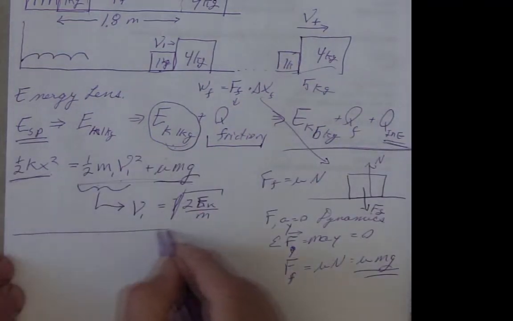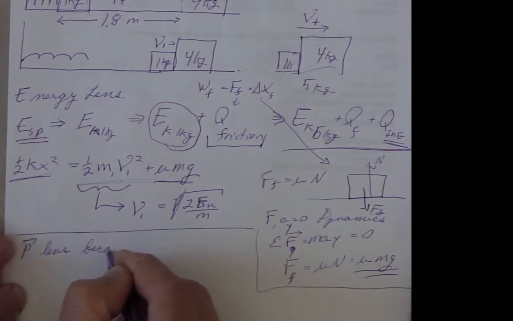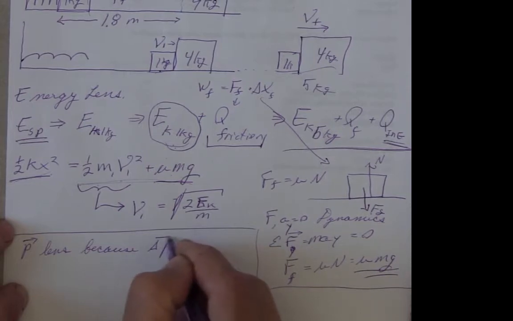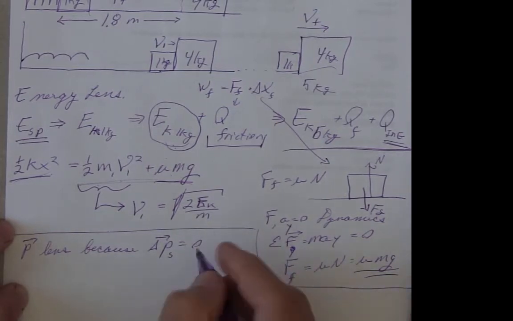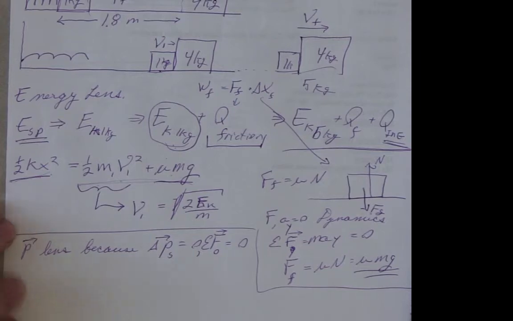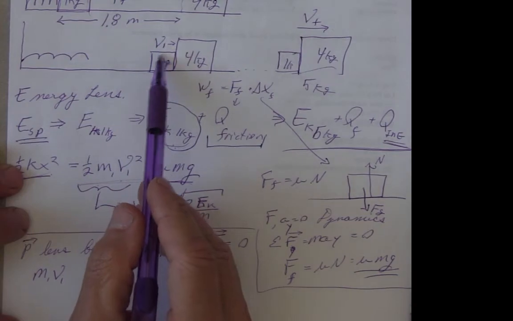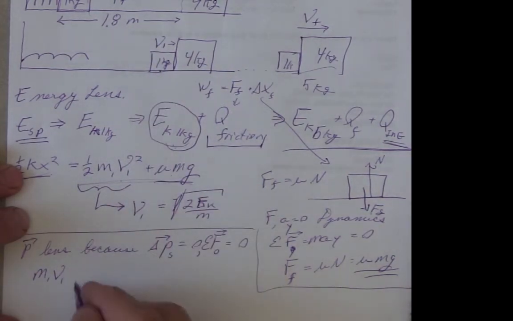Now when this guy hits, I need to say I'm going to use a momentum lens, because I know that delta P is equal to 0 of the system, because the sum of the outside forces equals 0. There's no outside force acting on it. And so I can say m1 v1, the momentum that this guy has, is equal to the final momentum of the system, which is m of the system times velocity final. That's just equal to 5 kg. And that information should be enough to solve for the final velocity.